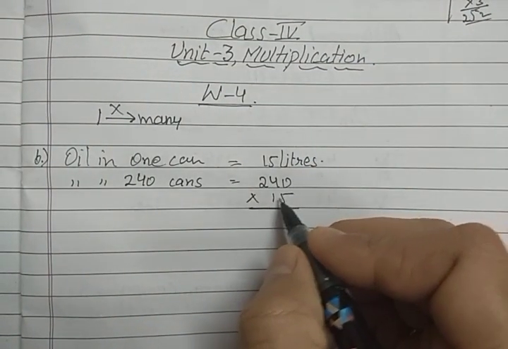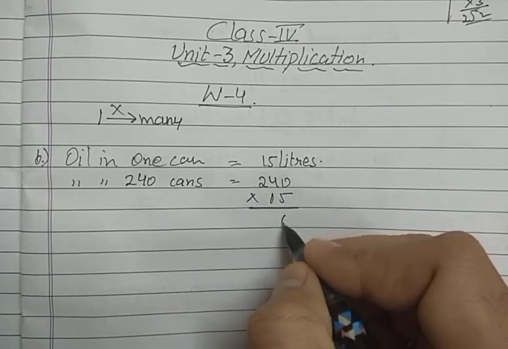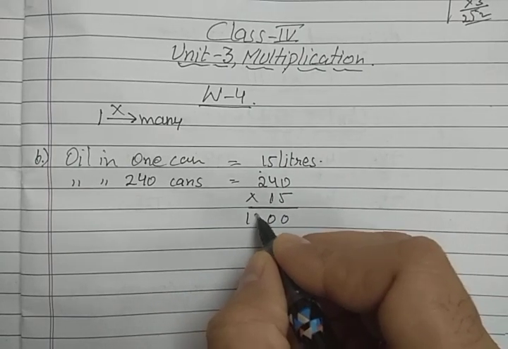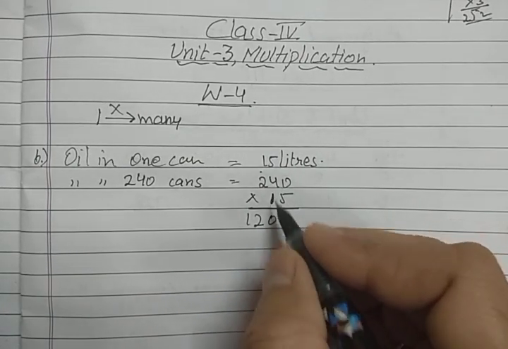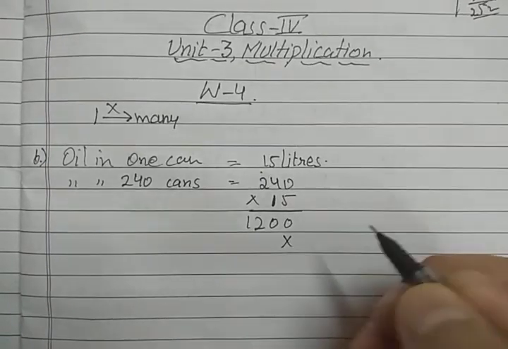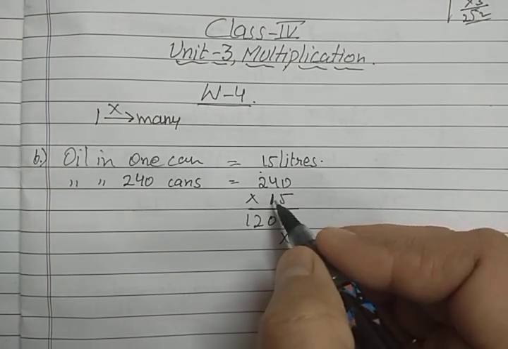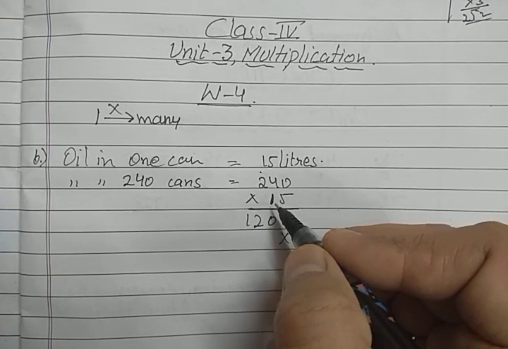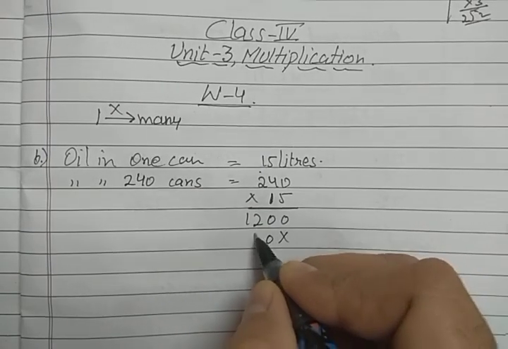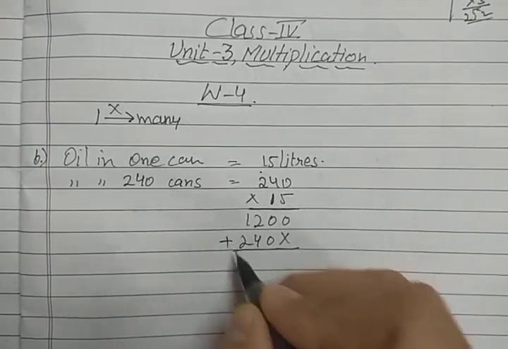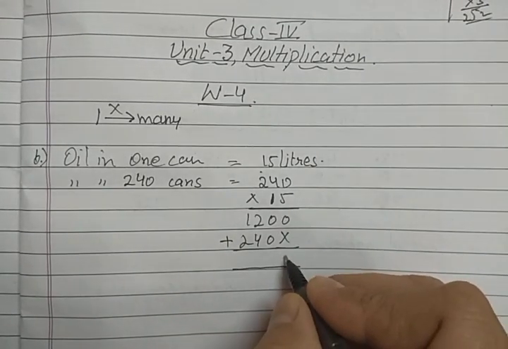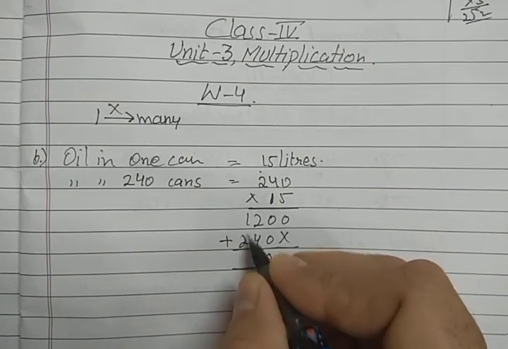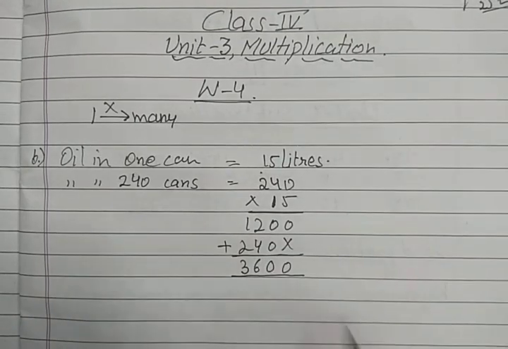So multiply it. We'll start from ones place. 5 zeros are 0, 5 fours are 20, 2 carry over, 5 twos are 10 plus 2 is 12. And then when we multiply with tens place, we will put a cross at ones place, or write 0 at ones place. When we multiply any number by 1, we will get the number itself. So 1 zero is 0, 1 four is 4, and 1 two is 2, and then add it. Here is the answer: 0, 0 plus 0, again 4 plus 2 is 6, 2 plus 1 is 3, 3600 liters.